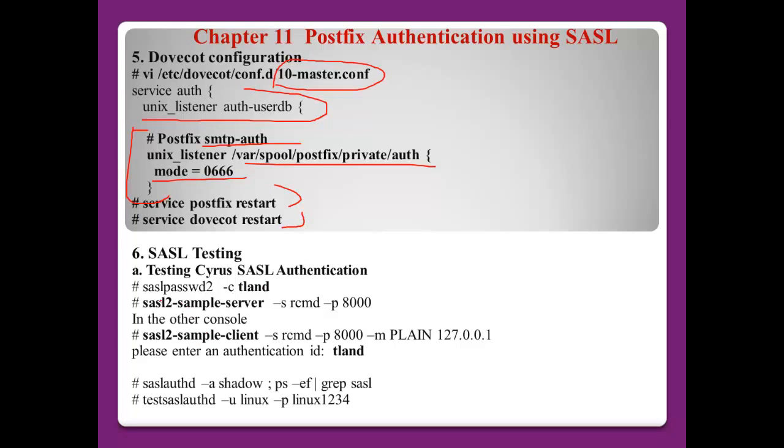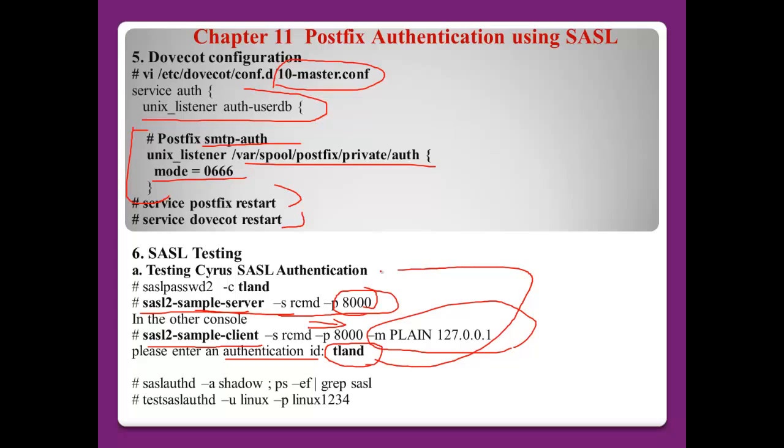Testing. There are two kinds. Testing SASL. At first we use this file, sasl2-sample-server and sasl2-sample-client. First, open port number 8000 using this file, and after that, we can access this port using one mechanism, plain login. And then we get the authentication ID, authorization ID, and password. In my case, I will use tlan. So if you want this kind of user, at first we have to use this command, saslpasswd2, then we can create this kind of user.